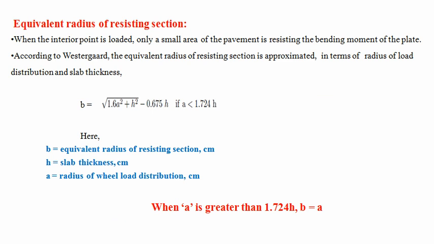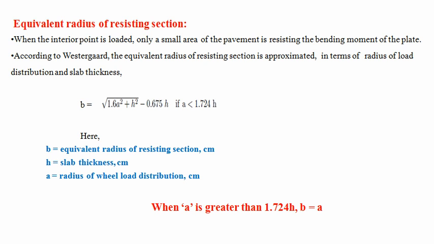Next, the equivalent radius of the resisting section. When an interior point is loaded over only a small area of the pavement, it resists the bending moment of the plate. According to Westergaard, the equivalent radius of the resisting section is approximated in terms of the radius of the load distribution and the slab thickness.